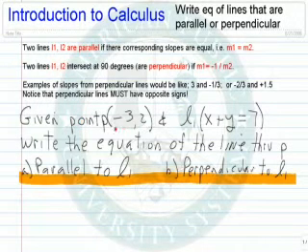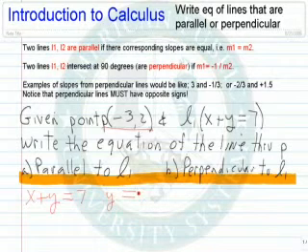Given a point P with coordinates negative 3, 2 and line L1, x plus y equals 7, let's see if we can write the equation of a line through point P and also parallel to L1. In order to find a line parallel to L1, we must determine the slope. So if we take x plus y equals 7 and solve for y, we get y equals negative x plus 7. So the slope of this line has to be negative 1.